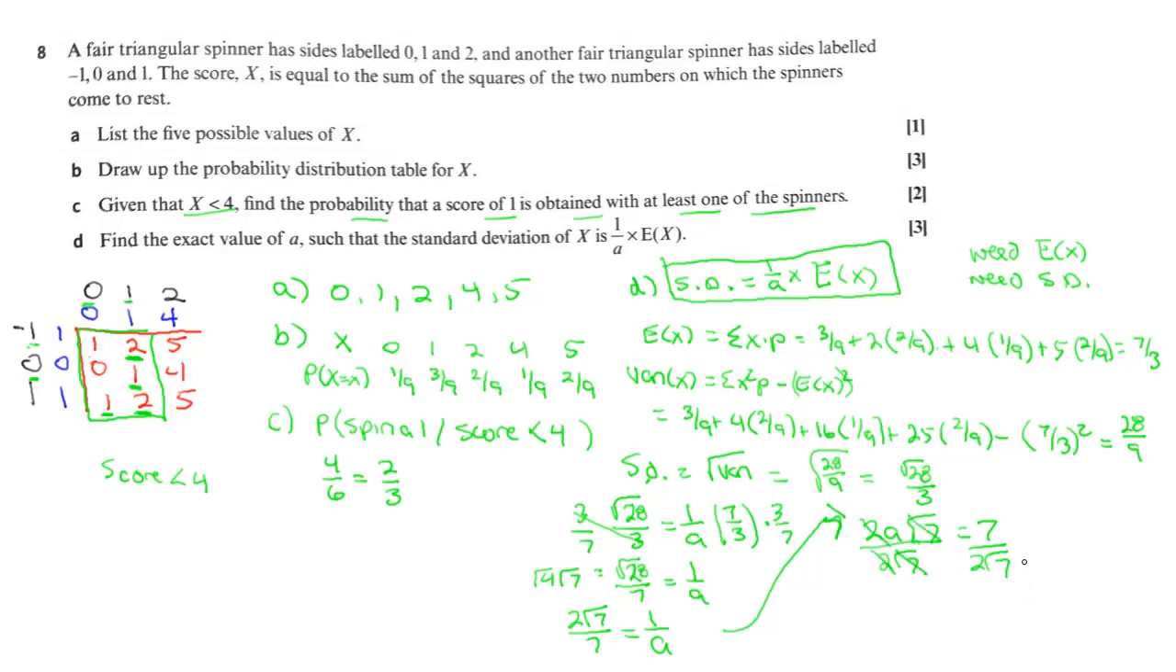Now the problem is, I typically don't leave a square root in the denominator of a fraction, so to fix that, I'm going to multiply both the numerator and the denominator by square root of 7 over square root of 7, and then I'm going to end up with the square root of 7 over 2. That's what a is going to equal. And that's all there is for that one. Let's look at the next one.